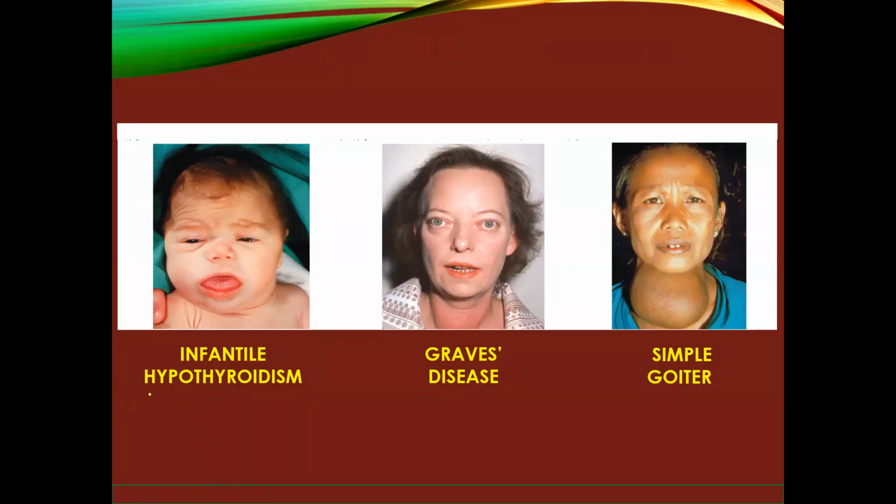And this is showing us a baby that has hypothyroidism. Usually it's growing very short, like a dwarf baby with some mental retardation. This is Graves' disease, or hyperthyroidism. You see the protruding eyes, and mostly a skinny individual. This is a simple goiter, swelling on the neck.